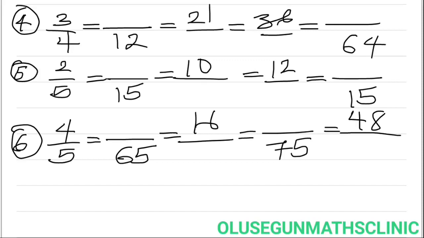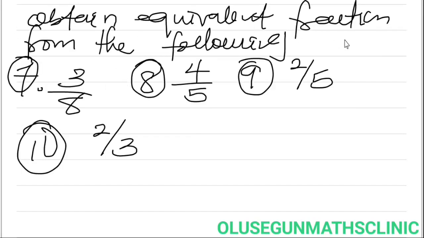So therefore, obtain equivalent fractions from the following. 3 over 8, let's see the equivalent fraction. 4 over 5, let's also see the equivalent fraction. Number 9, 2 over 5, give us the equivalent fraction. 2 over 3, which is number 10, give us the equivalent fraction. These are your classwork, which you must do, so that you know whether you are gaining from this.